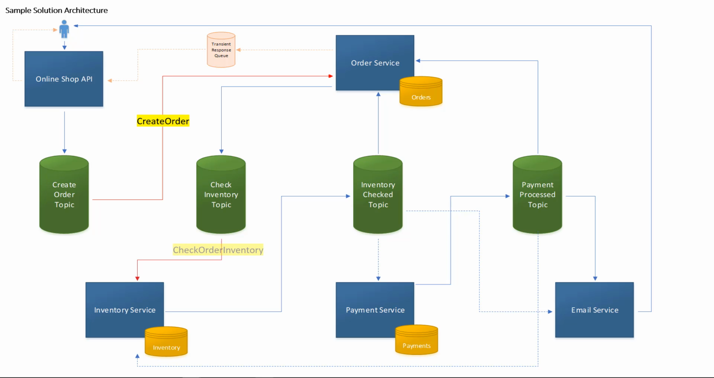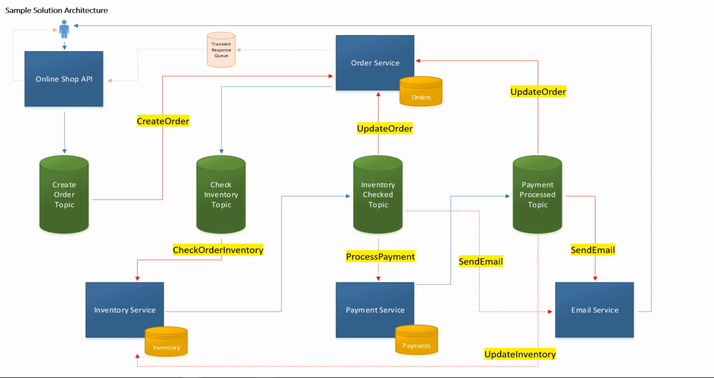Create order, check order inventory, update order, process payment, send email, update order, this time attached to the payment process topic, update inventory, and another send email subscription, this time attached to the payment process topic. So it's good to point out here that the subscription names have to be unique per topic. That's why we can have send email and send email again, because they belong to different topics.